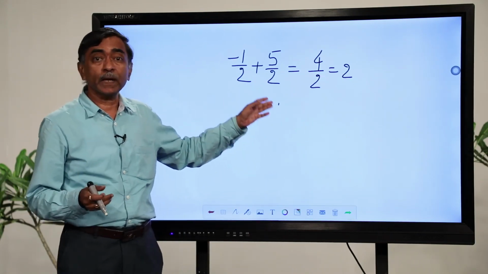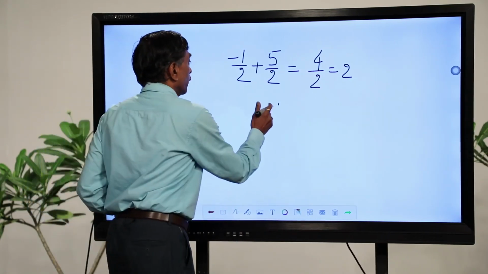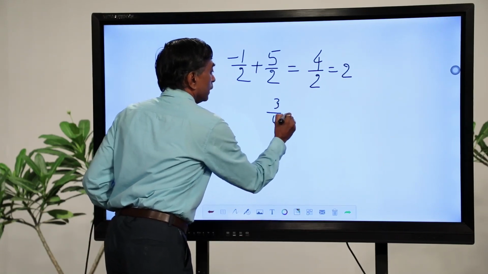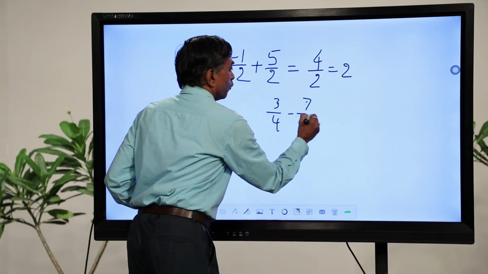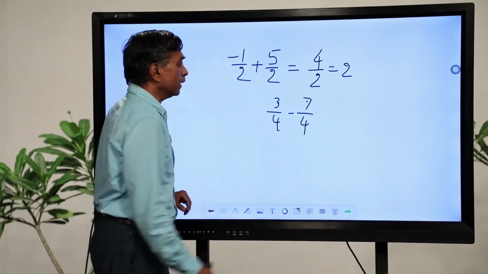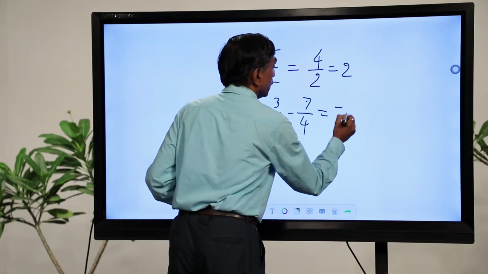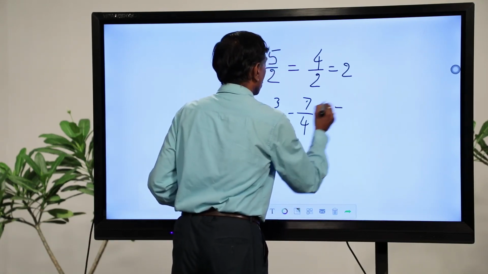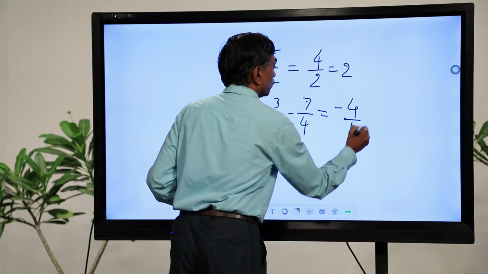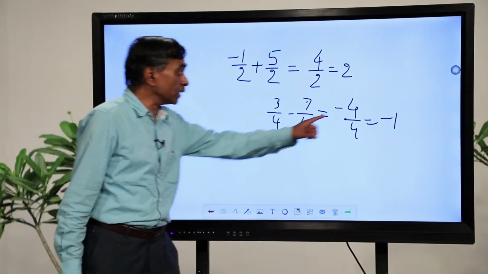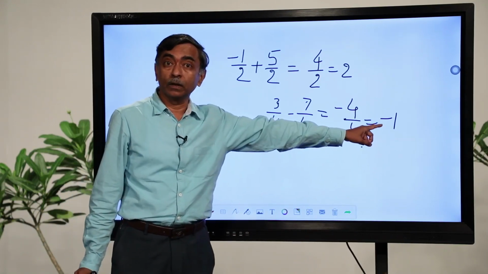Similarly, under subtraction, if I try to subtract, say 3 by 4 minus 7 by 4, as per the operation of subtraction of rational numbers, I get minus 4 by 4, which is equal to minus 1. What is minus 1? Minus 1 is again a rational number.